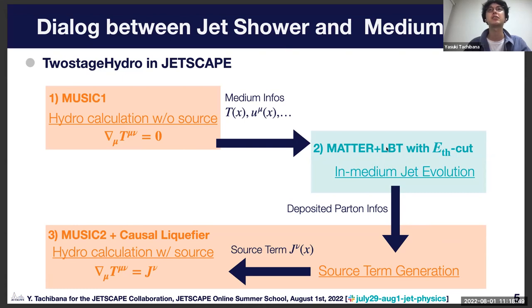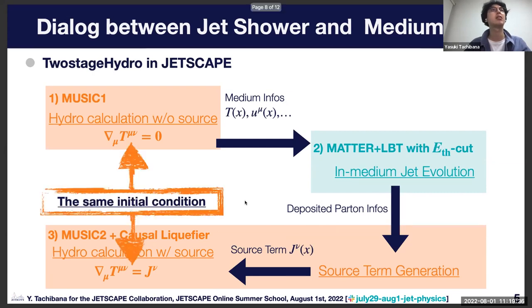And then if we find some jet particles which are softened enough to be absorbed in the medium, we keep that information, and then we generate the source term by using the causal liquefier. And then with the source term generated by that causal liquefier, we rerun the hydro simulation. So in the end, we will see the evolution of the medium with energy momentum distribution from the jet. Okay. So we are going to see how the medium evolves in the second stage in this section. Here, I'd like to emphasize that the initial condition for the first stage and the second stage is the same, because the energy loss of the jet should be the same here.